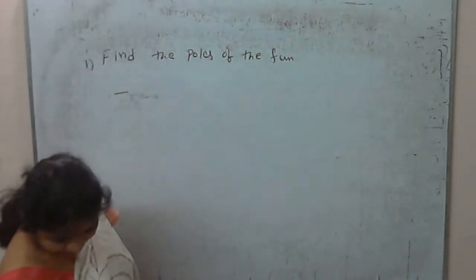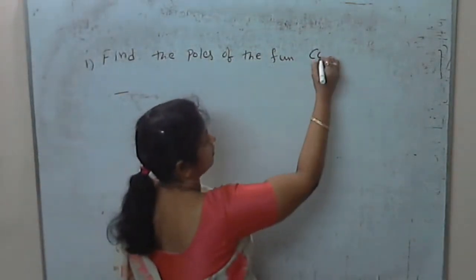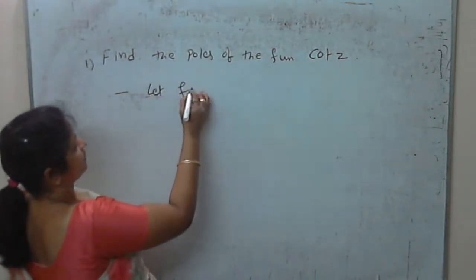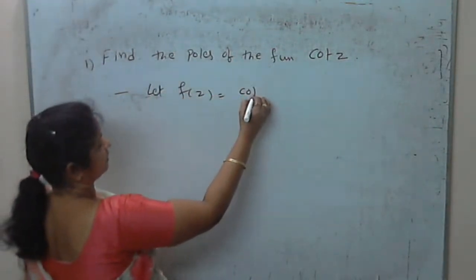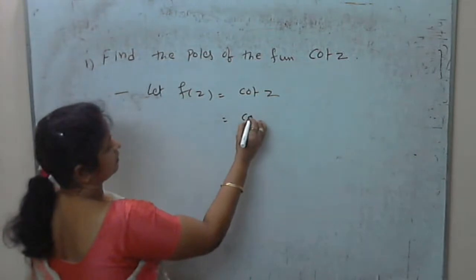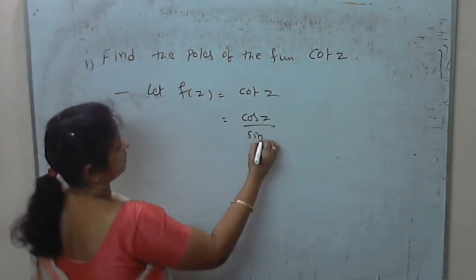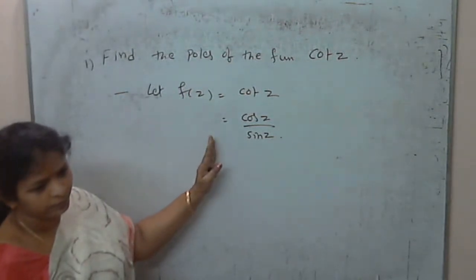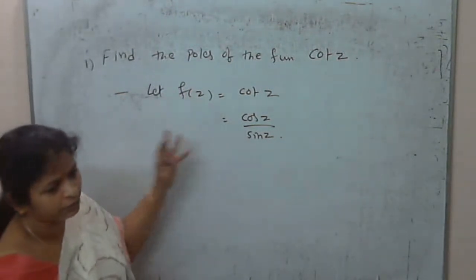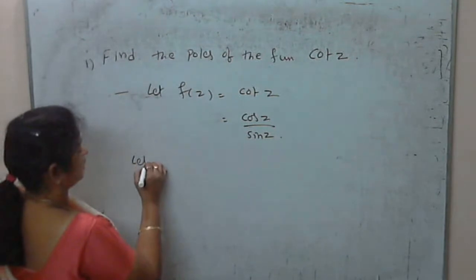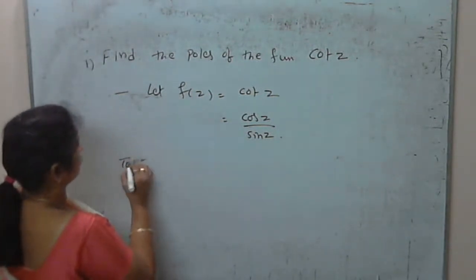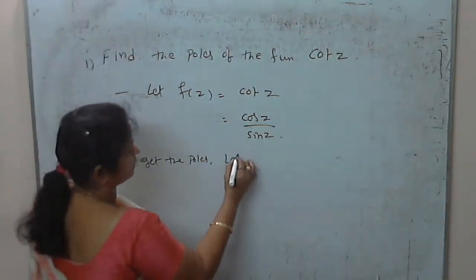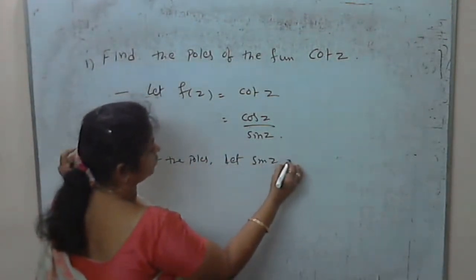Find the poles of the function cot z. Another example. Let f of z equal to cot z, that is equal to cos z by sin z. So now the given function is cos z by sin z. To get the poles, you have to take the denominator equal to 0. So let sin z equal to 0.